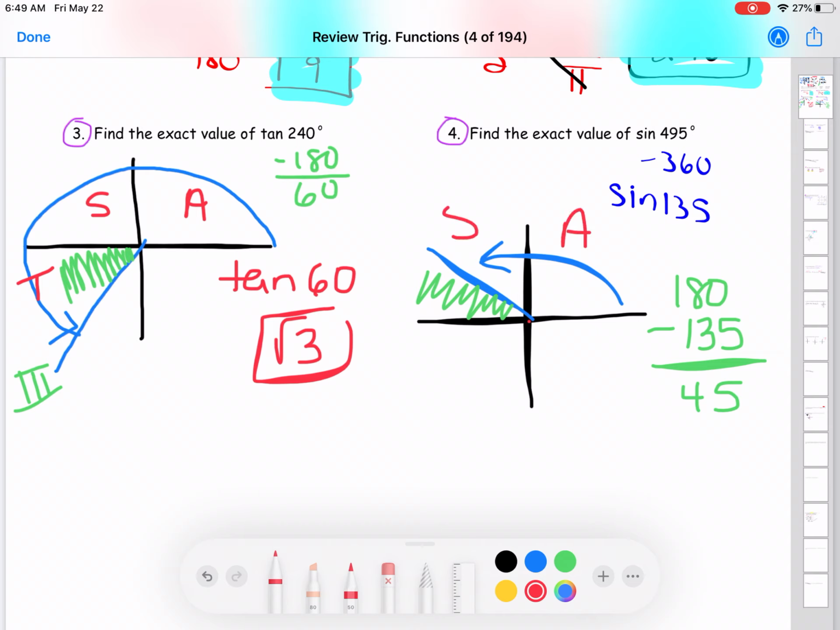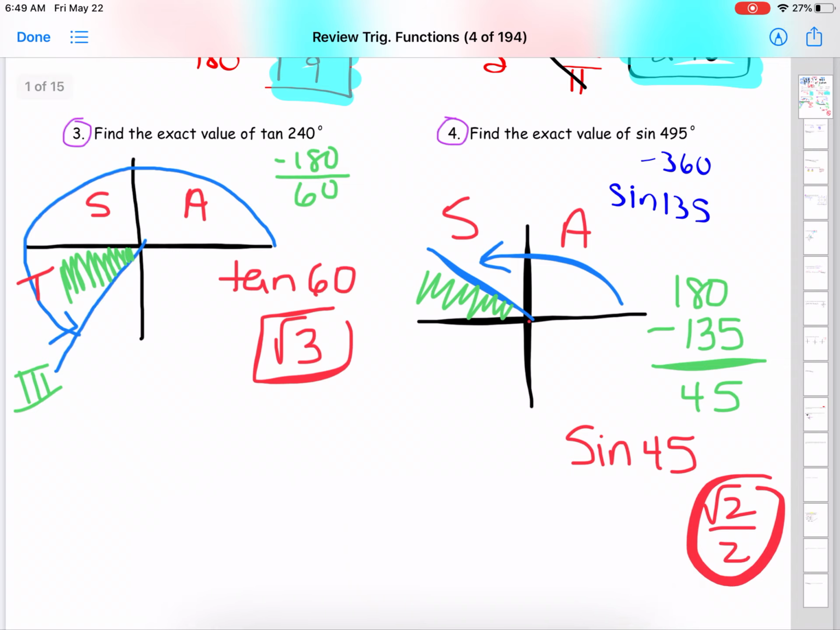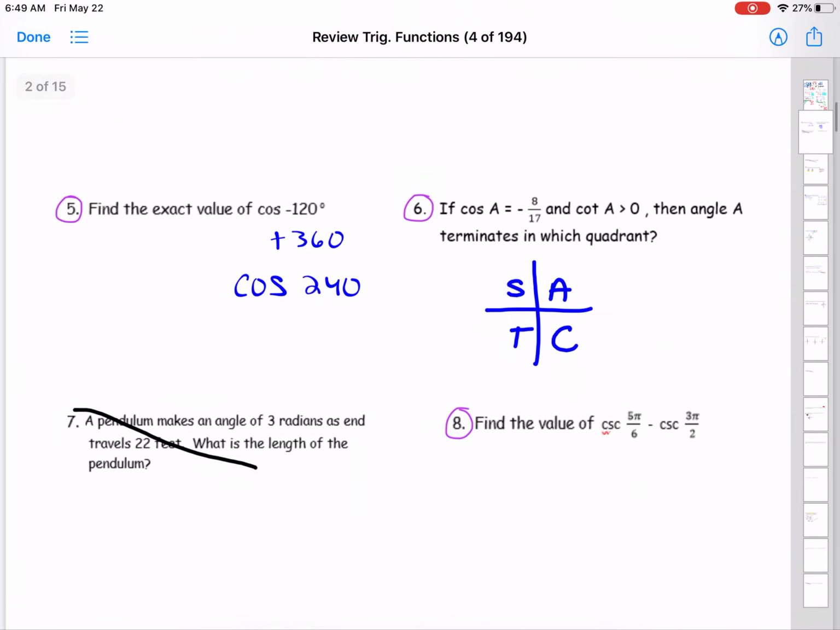All Students Take Calculus, so sine is positive, so this will be positive sine 45. Go back up to your chart: radical 2 over 2. Okay, hopefully that went well. We remembered that. I feel like you probably did.